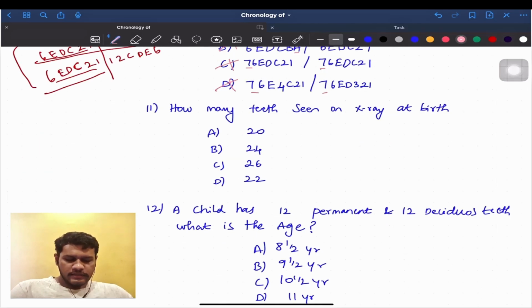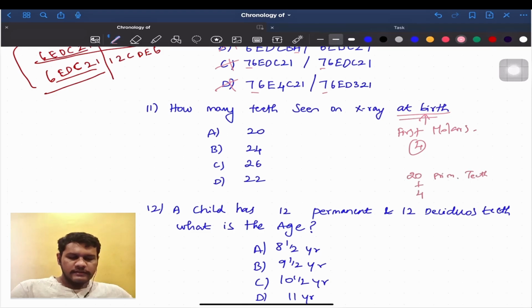This is another question. How many teeth are seen on X-ray at birth? They are asking at birth, so you have to know the first evidence of calcification of the permanent tooth. Only the first molars have first evidence of calcification at birth. So there are 4 first molars. I already said clearly that for primary dentition, first evidence of calcification is in utero, that is, in fetal life. So there would obviously be 20 primary teeth plus these 4, because they are asking at birth. If you add, you get a total of 24 teeth. If you take an X-ray of a few days old child, you will see 24 tooth buds present.